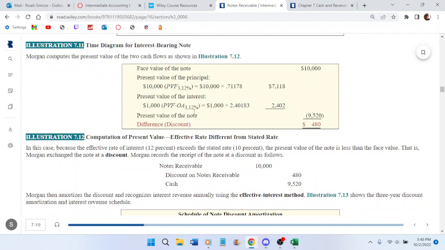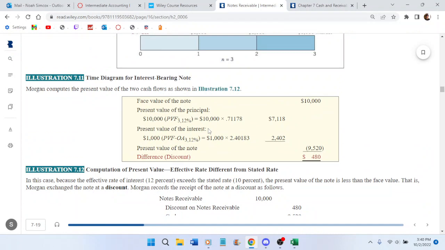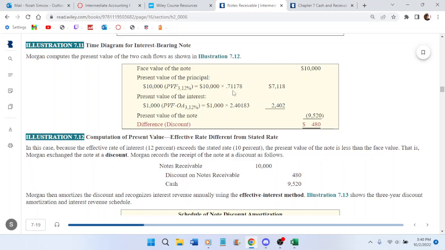This thing is stupid because what they do is use a freaking table. They use a freaking table. Present PVF minus OA3, 12%. What the heck? What the heck is that? OA. What is OA?